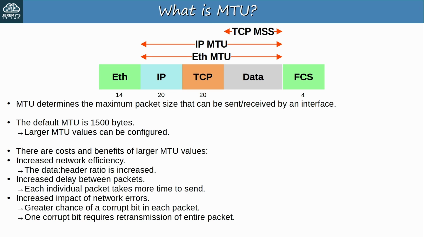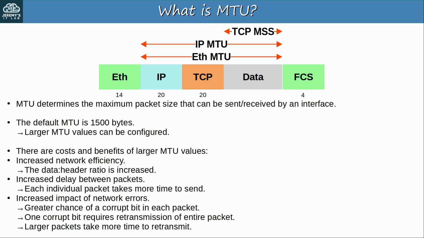If the MTU is smaller, meaning each packet is smaller, the chance of each individual packet being corrupted is reduced. And if a packet is corrupted, the cost of retransmission is also reduced, because the packet is smaller. It takes less time to retransmit a small packet than a large one. So, as you can see, there is a trade-off.